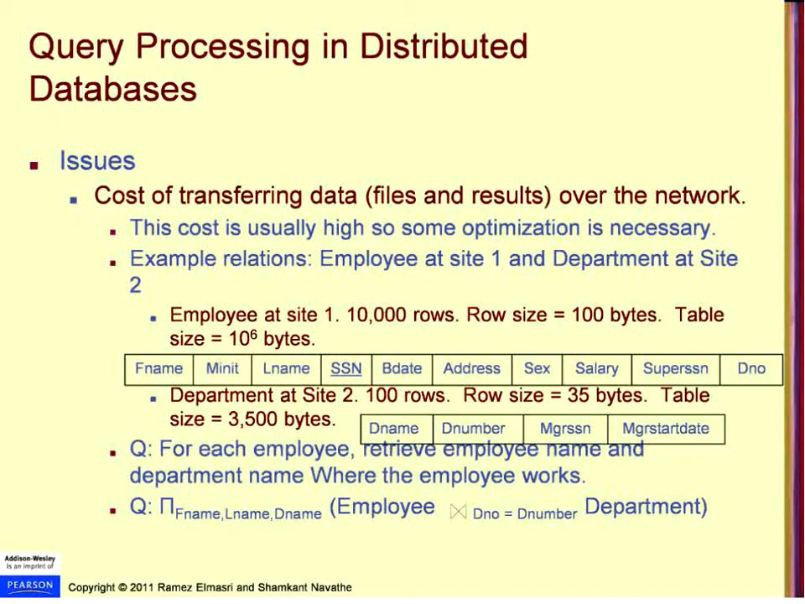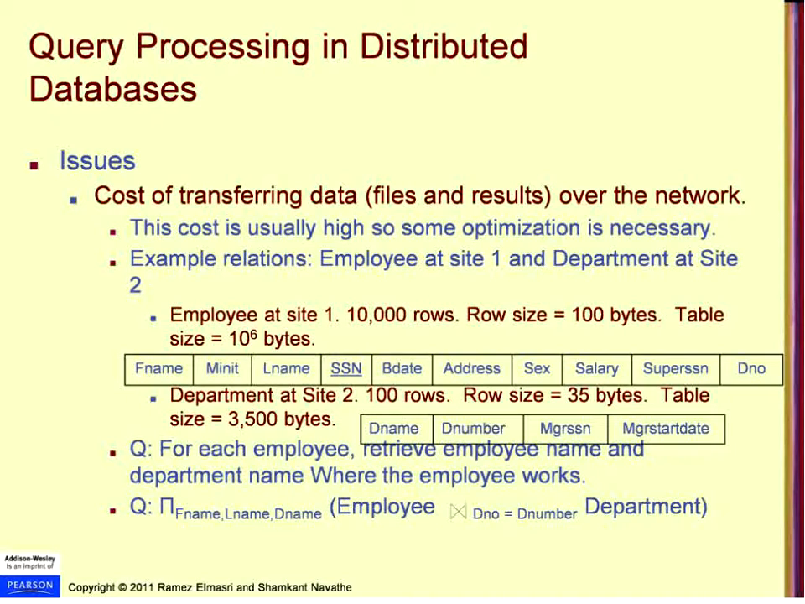Now let's see an example about it. Suppose we have two relations, one of employee and the other of department. The employee relation is at site 1. The network can be any; it can be a local area network or a wide area network. But we are saying there is site 1 at which the employee relation is located, and there is a site 2 at which the department relation is located.